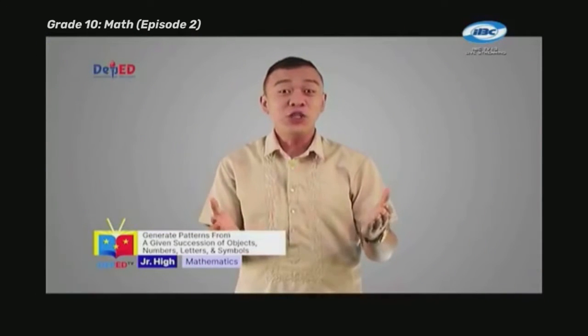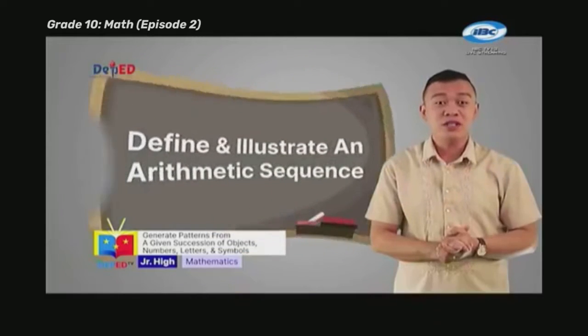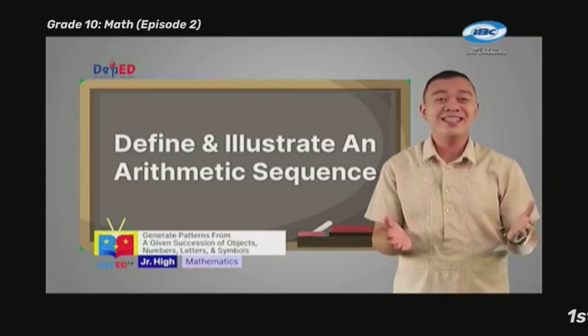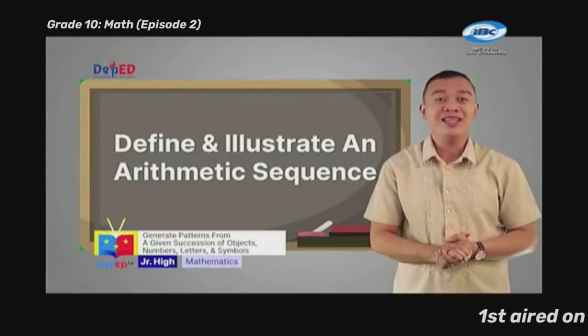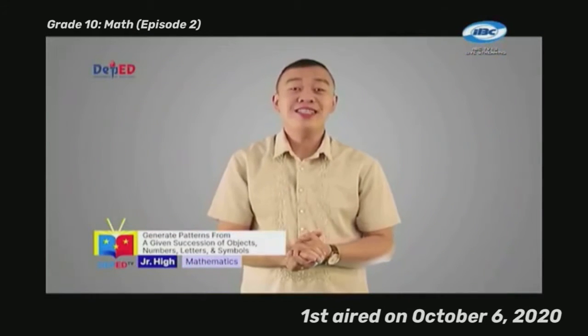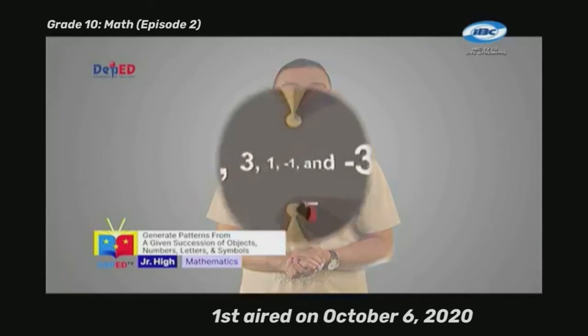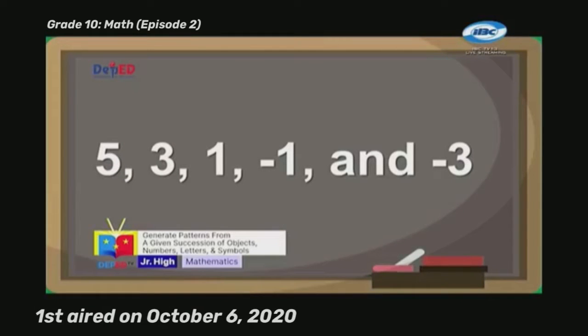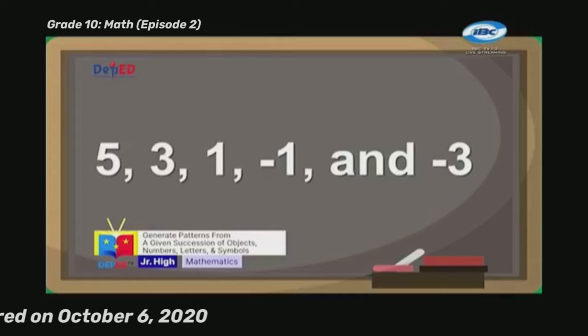For this lesson, you are expected to first define an arithmetic sequence and second, illustrate an arithmetic sequence. But before that, let's recall what sequence is all about. Sequence is an arrangement of objects, numbers, or even figures which follows a certain pattern. Also, you have learned about the processes in finding patterns of any sequence.